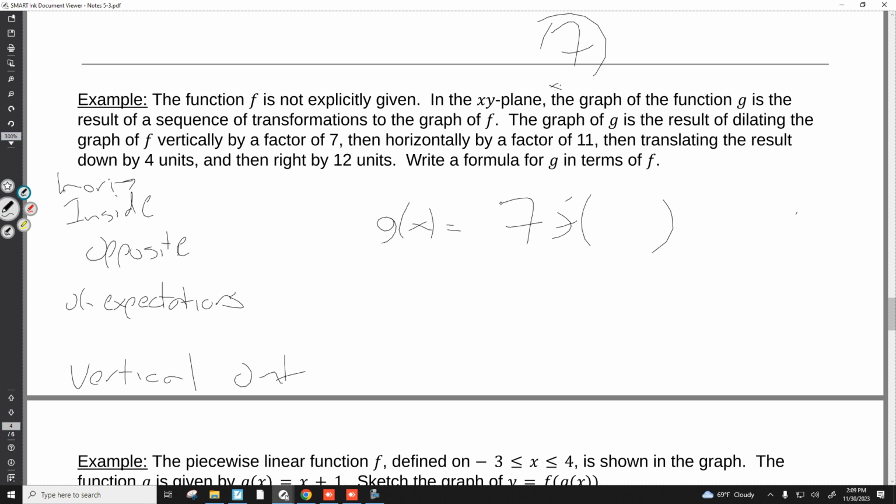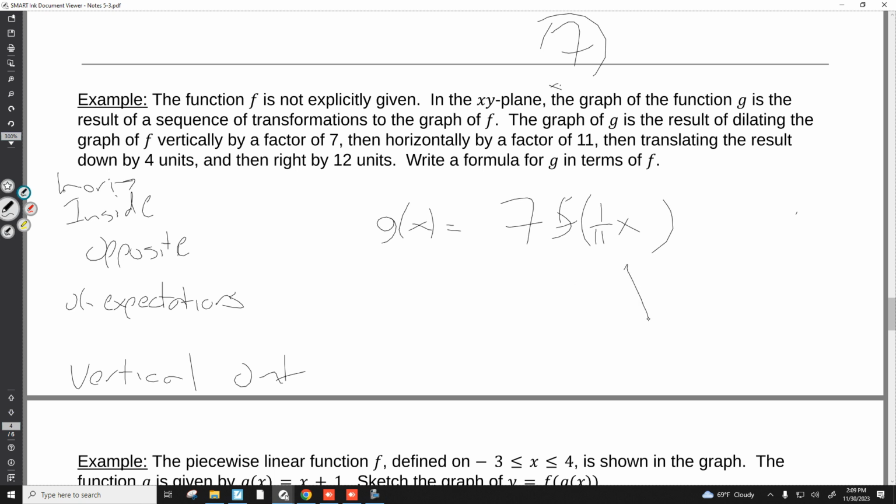Horizontal dilation by a factor of 11. Where does it go? On the inside, 1/11. It is opposite of my expectations. Now, here's the thing. If you write this down, let's say you were given this and asked, what would you do?